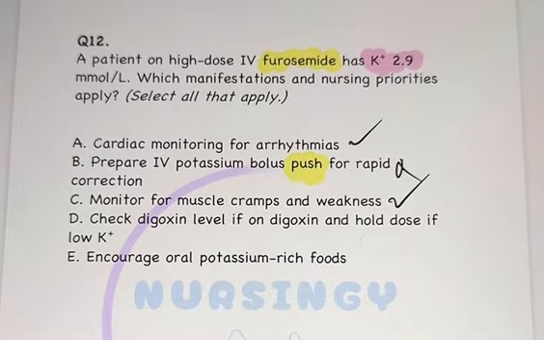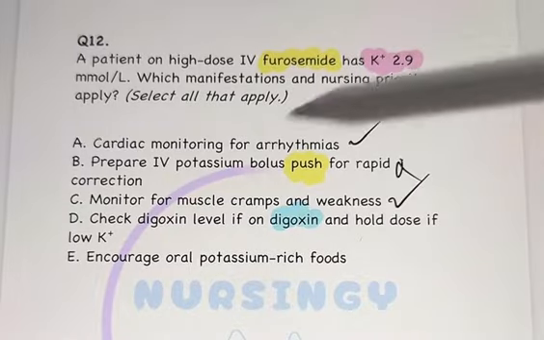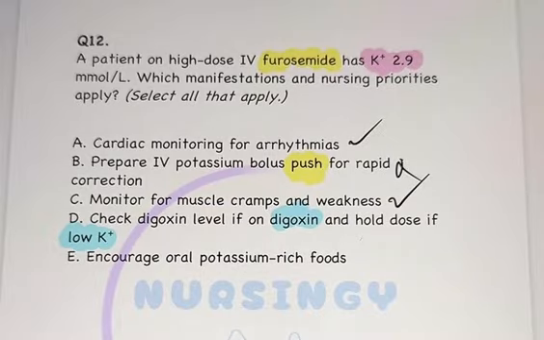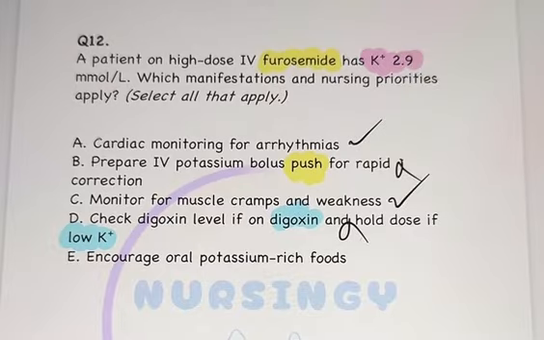Check digoxin level if on digoxin and hold dose if low potassium. What will happen with hypokalemia and digoxin? We just did that question about digoxin. What will happen with hypokalemia? Cardiac arrest. Yes, thank you, bestie. Because the patient has higher chances of digoxin toxicity. So we always need to check digoxin level and hold the dose if potassium is low, just to prevent the toxicity.